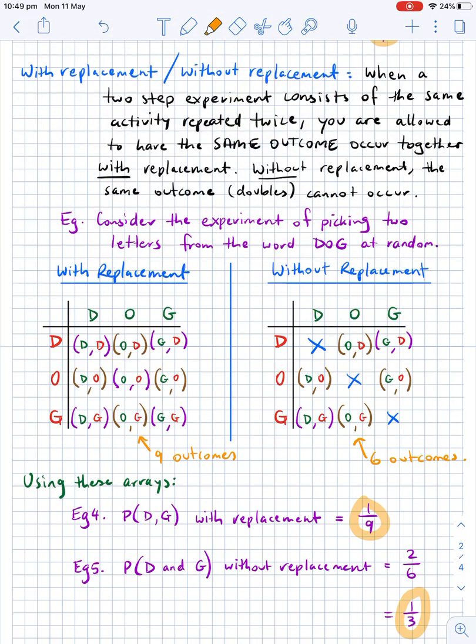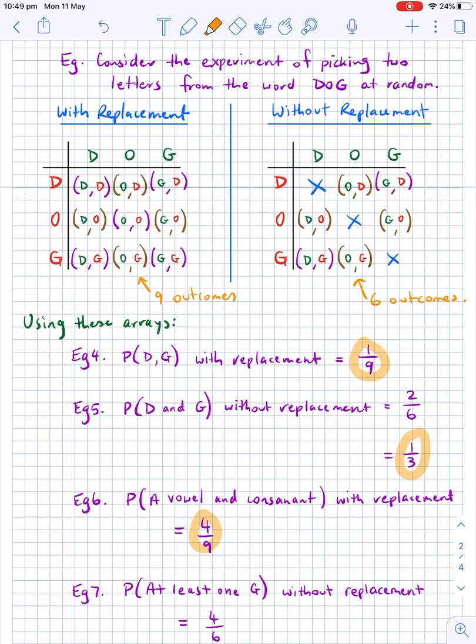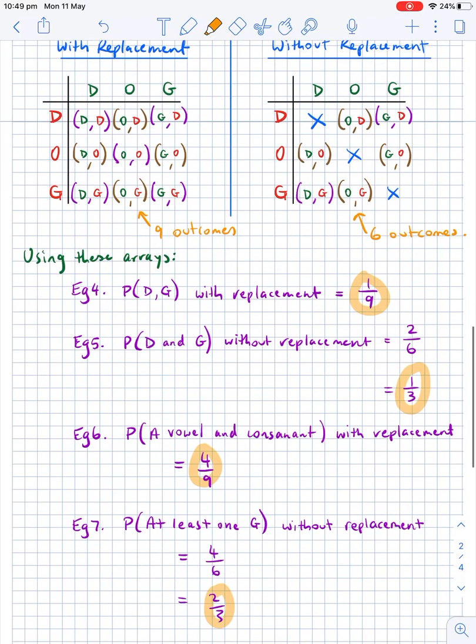First one, using these arrays, what's the probability of DG with replacement? So we use the with replacement array. We want the probability of getting a D, then a G. It's really important, this order. They want D first and then G. So notice this is the only bracket they want, and there's only one of them out of a total of 9. So our answer is going to be 1/9. That's our probability.